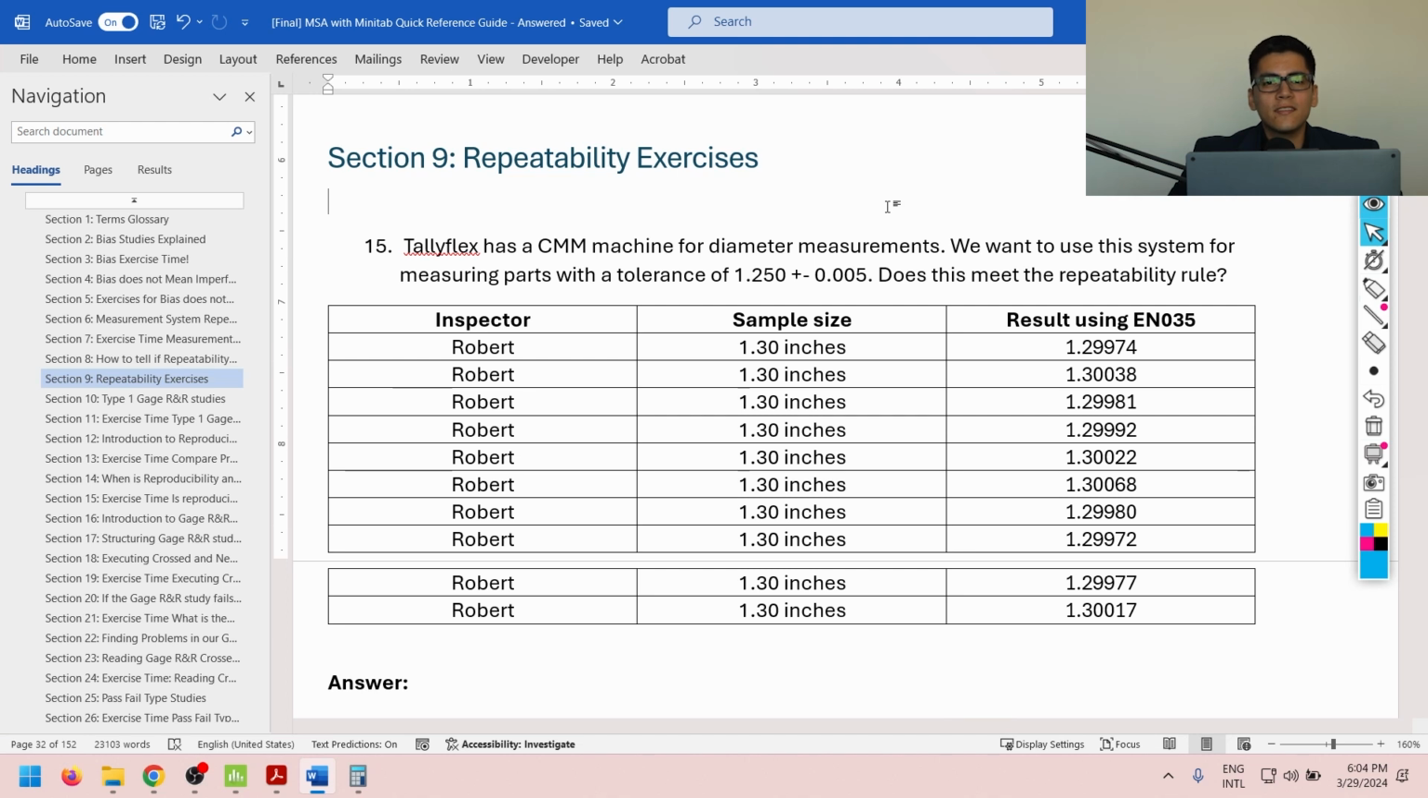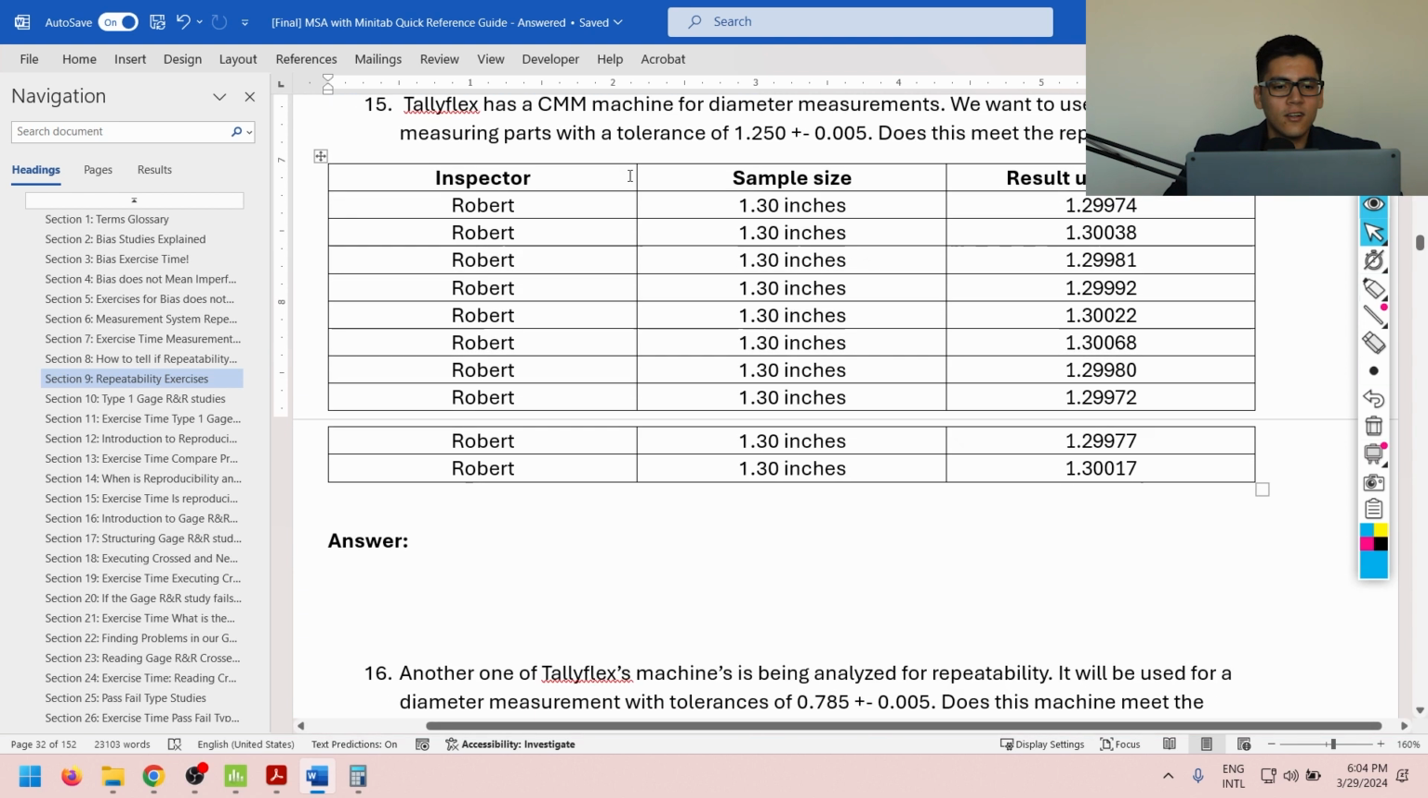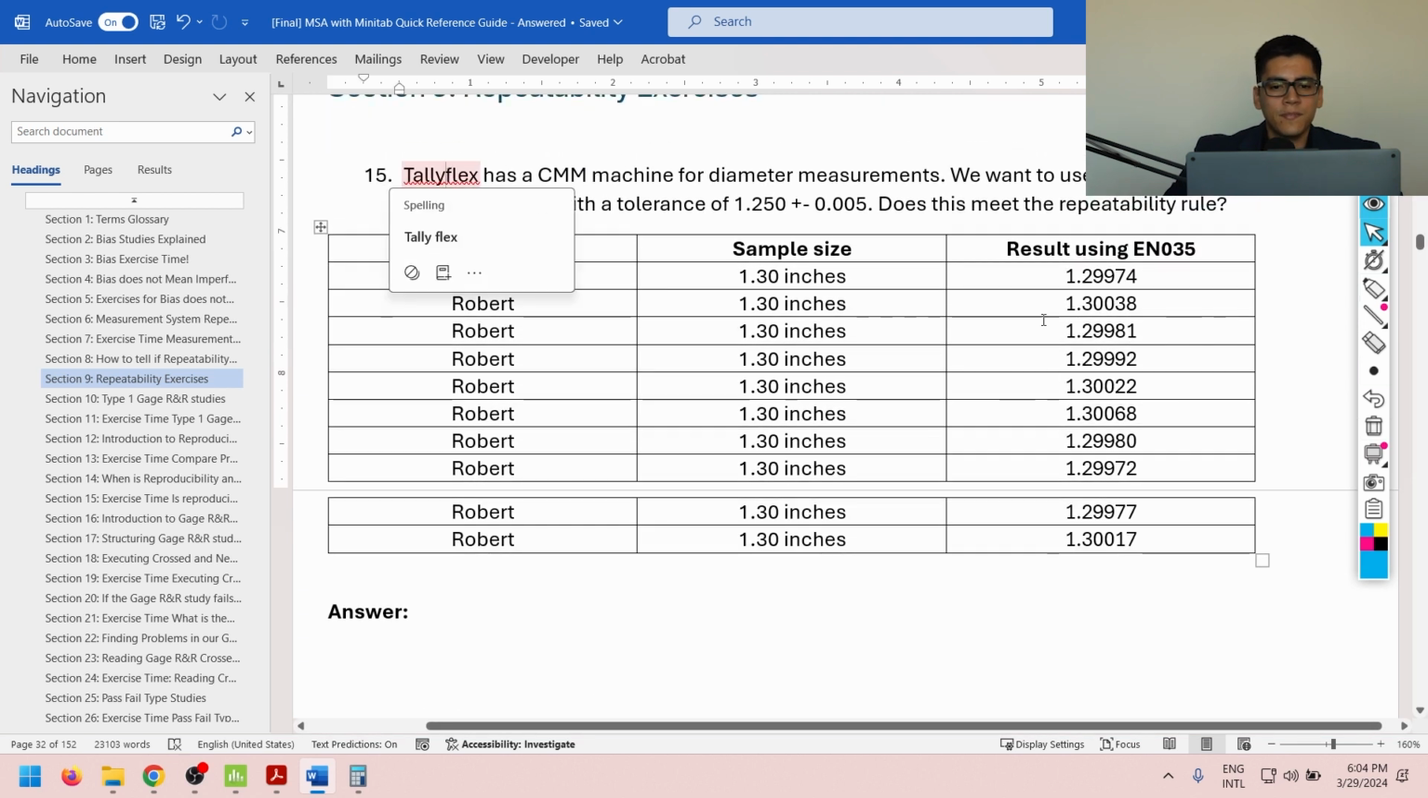We will now discuss Section 9, Repeatability Exercises. This is a continuation of Section 8, where we discussed how to determine if repeatability was an issue or not. If you haven't seen the previous section, please do so now before continuing. Let's start with Exercise 15.